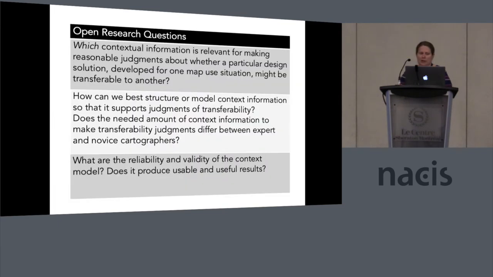So we identified some open research questions that we don't really know about to actually use this model effectively. Which contextual information is important for making these judgments? How can we organize that information so that we can make design decisions? Does the amount of information needed to make those design judgments vary from a novice cartographer to an expert cartographer? Perhaps more information is important for the novice than for the expert. And what are the reliability and validity of this? How often does it give us a good suggestion on what we could do differently for the two situations?